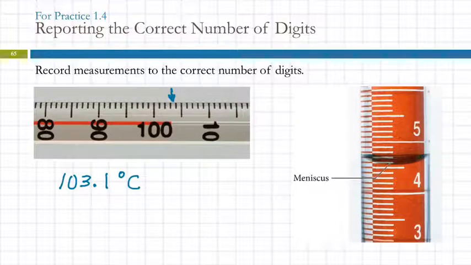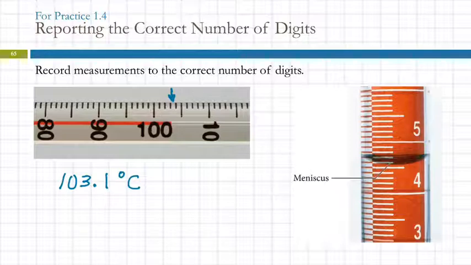Devices such as graduated cylinders are calibrated so that you measure the bottom of the meniscus. So the very bottom of this surface here. And we look at this graduated cylinder, and this is 4 milliliters, and that's 5 milliliters. So the divisions represent 0.1 milliliters.